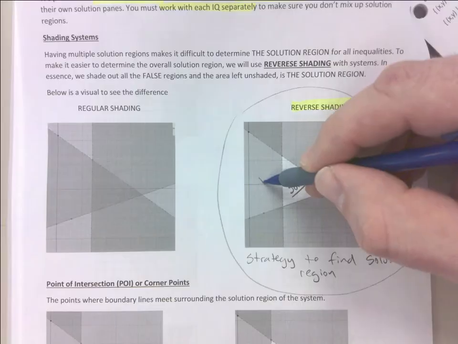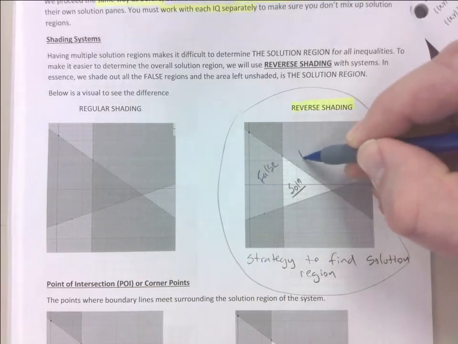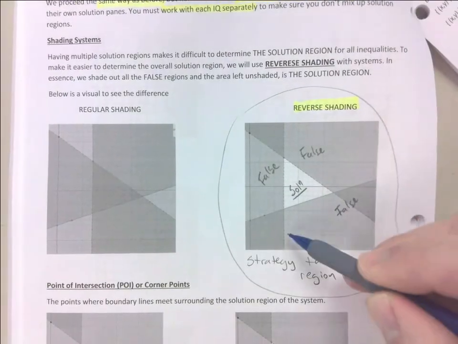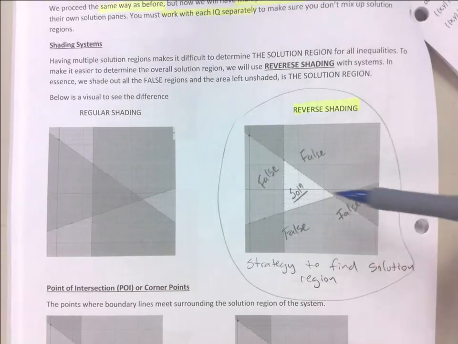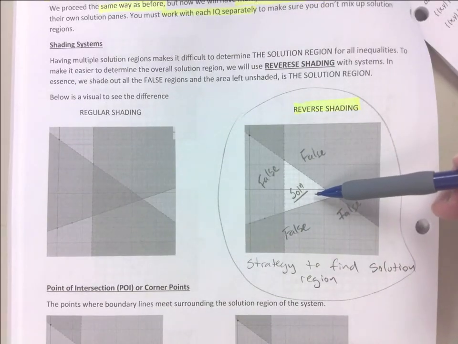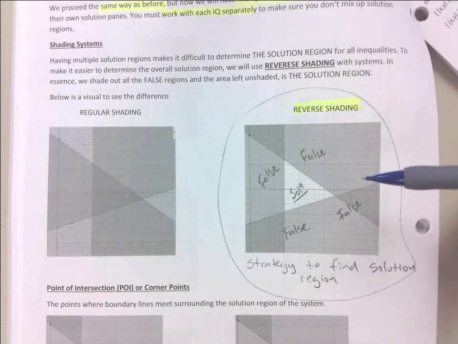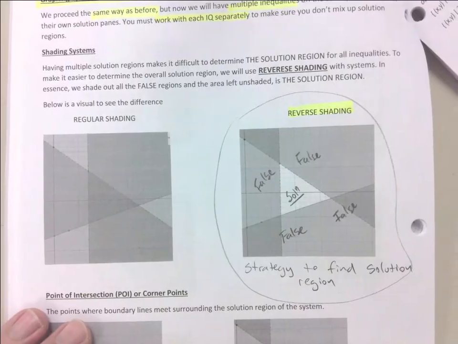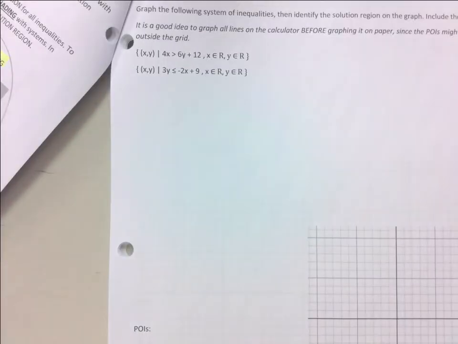All of this is false, right? False, false. It's false for all the inequalities around. And so basically you end up with the solution region not shaded. So it's a lot easier to find, okay? I'm going to leave it like that. I'm going to jump right into the example and talk about corner points tomorrow, okay? So let's go to our next page here, 30.